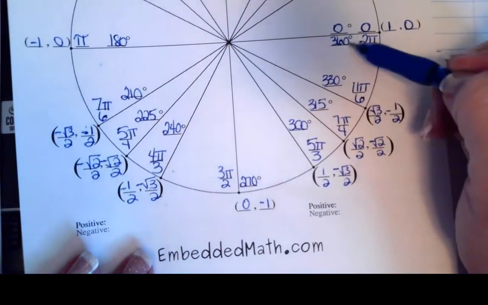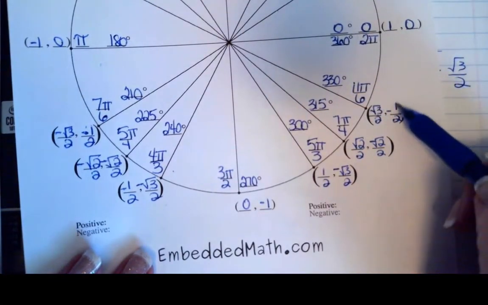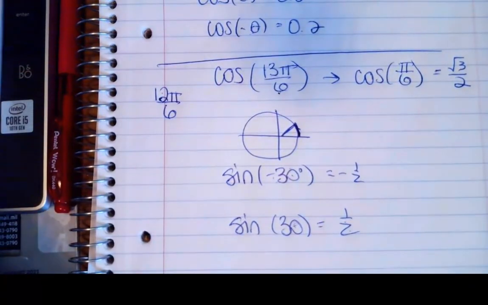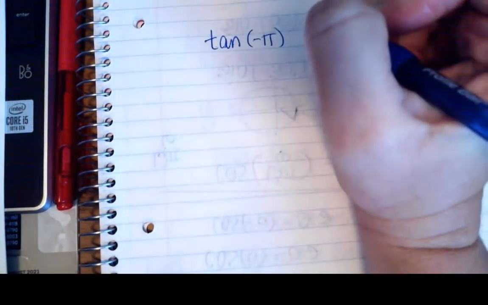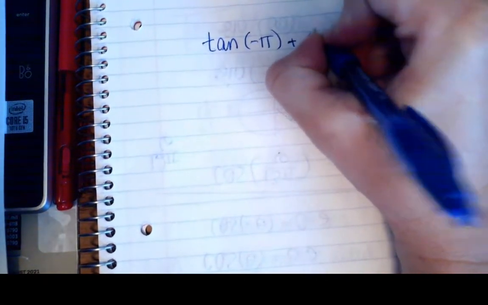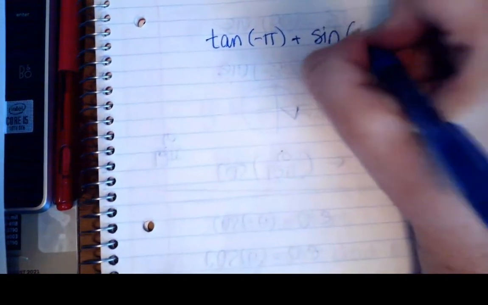So look at your unit circle. If I drop down 30 degrees, I find out that sine is negative 1/2. Okay. So what if I have something like, let's do the tangent of negative pi. We're just going to make one video in this section. It's just going to be a little bit longer. So I've got the tangent of negative pi, and I'm going to add that to the sine of negative pi over 2.